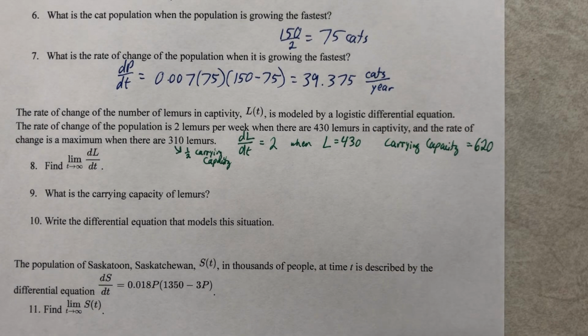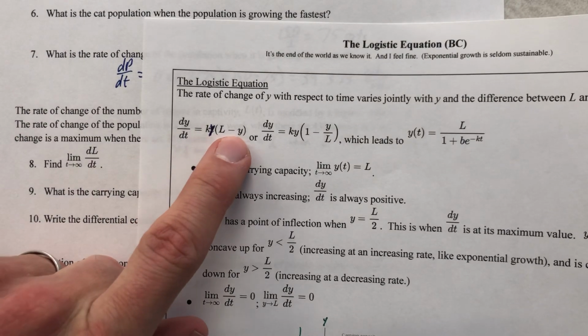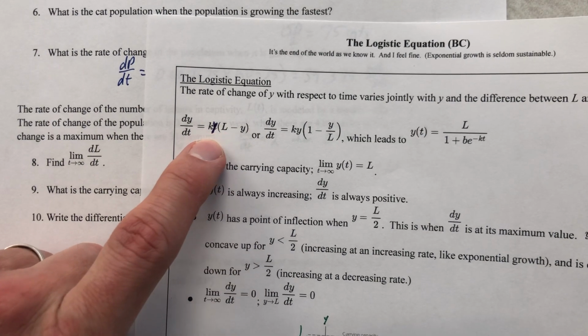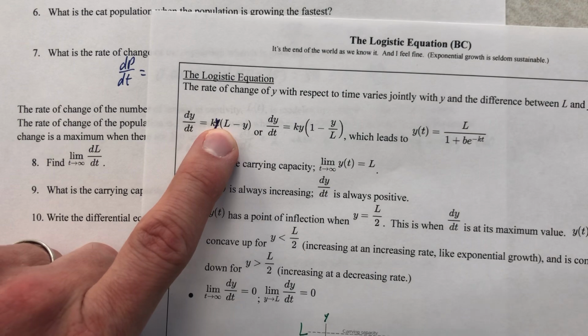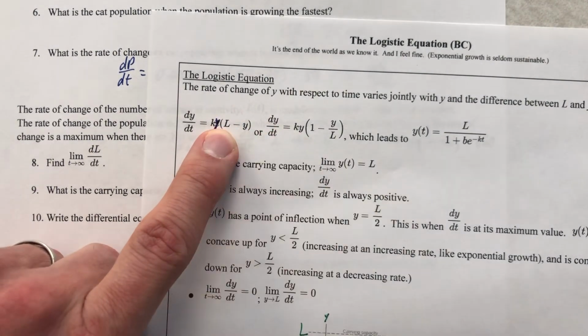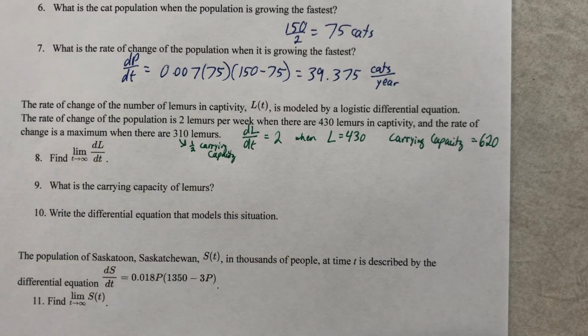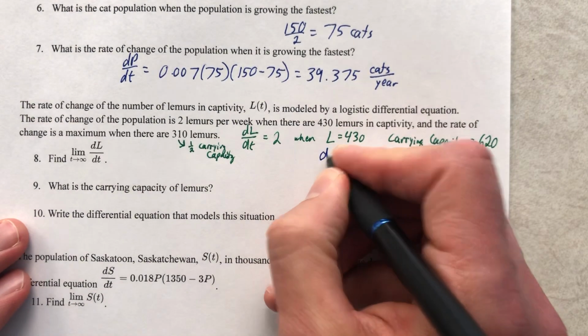Okay, good to know. So what I'm going to do is switch colors for contrast and write the differential equation that goes along with this. And I'm going to use this right here as a guide. So dy/dt equals k times y times L minus y. Again, L is carrying capacity in this context. L is lemurs in this context. Why do they do that? To make you angry. Why don't lemurs start with a different letter? Don't know.